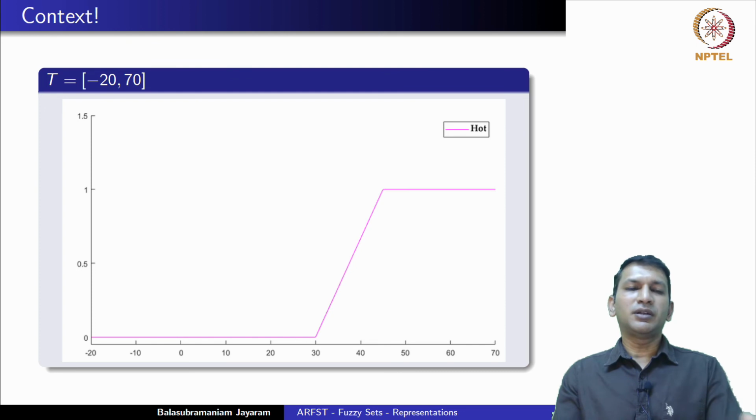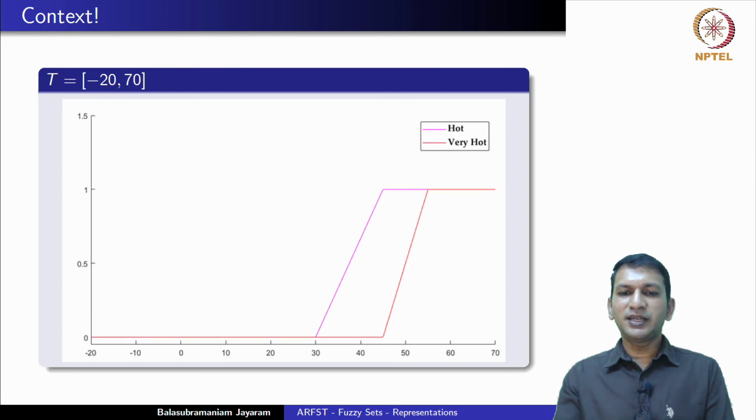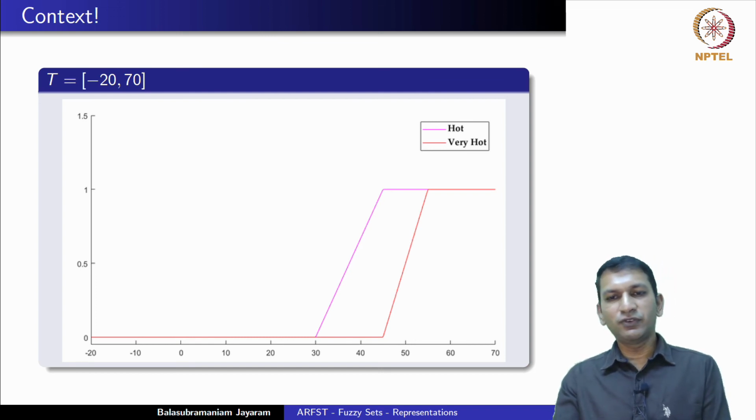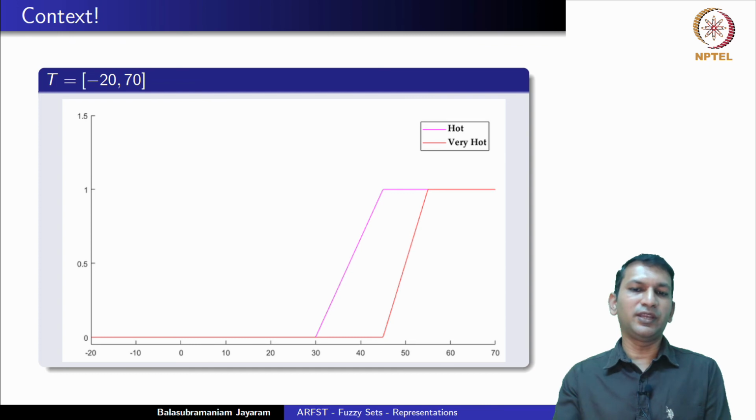Perhaps to take an arbitrary threshold, let's say that anybody above 45 degrees is slowly becoming very hot, and once he reaches 55, he definitely is very hot. Now this is the interpretation that we would like to give for very hot. Now it is interesting to compare these two interpretations, hot and very hot.